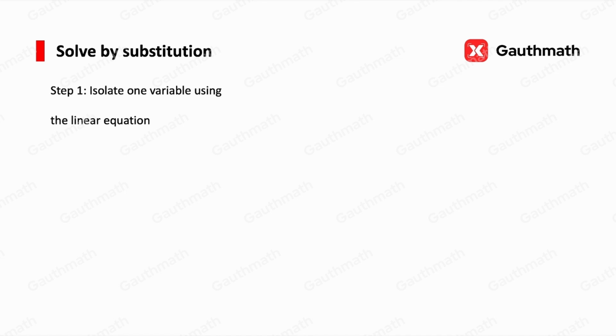The first step, isolate one variable using the linear equation. So the system is 3x minus y equals 1, x squared plus 5y plus 61 equals 0. So we use the first equation to isolate the y. So y equals 3x minus 1.